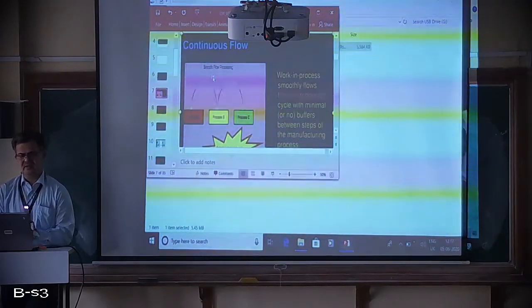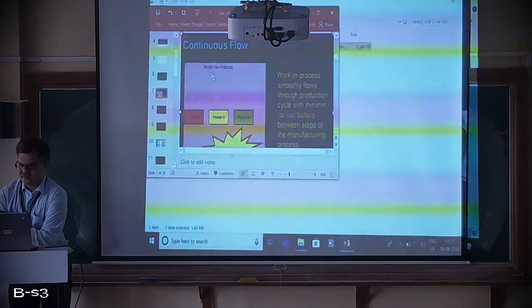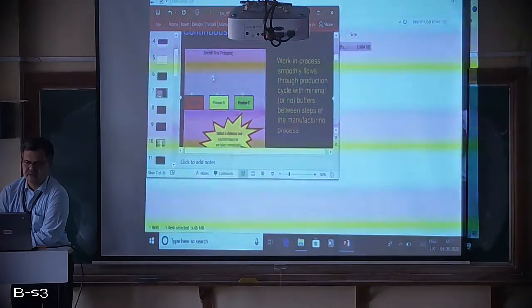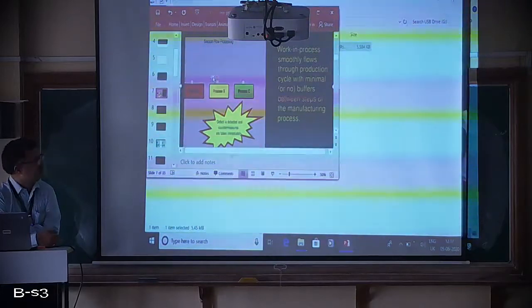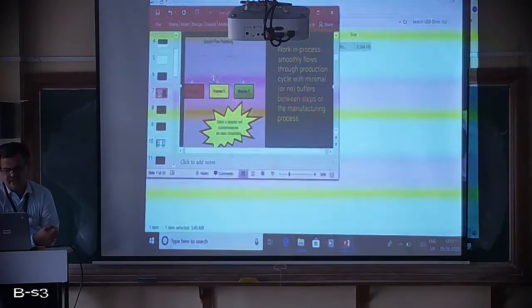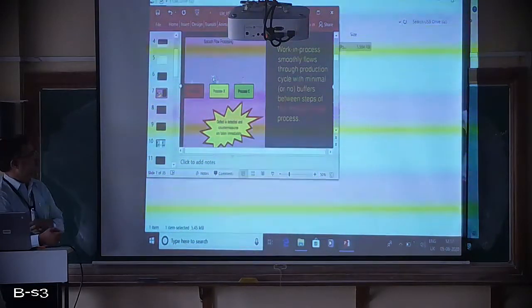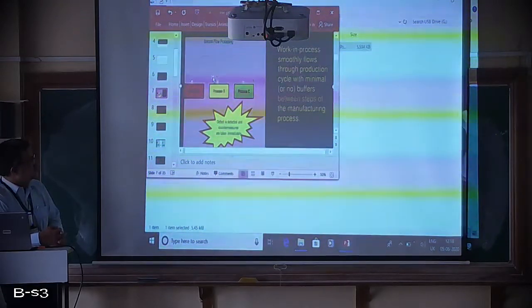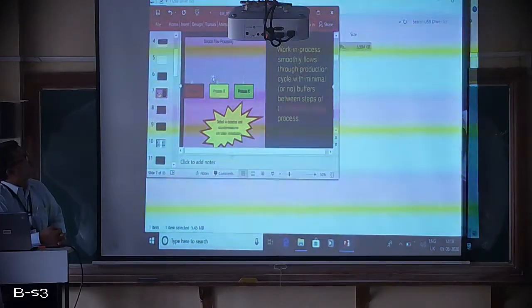So next, one more tool in Lean after 5S is continuous flow. I told you already that it provides smooth flow processing. Say, for example, you have process A, process B, process C, and if a defect is detected in any process, countermeasures are taken immediately, so that there won't be any interruption in the process. There will be a smooth flow processing.